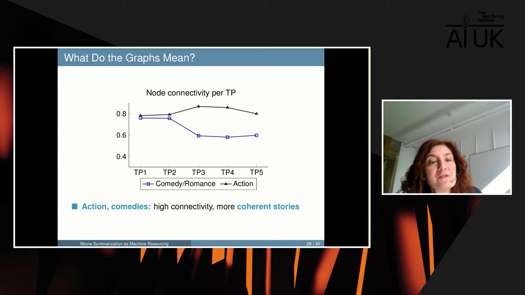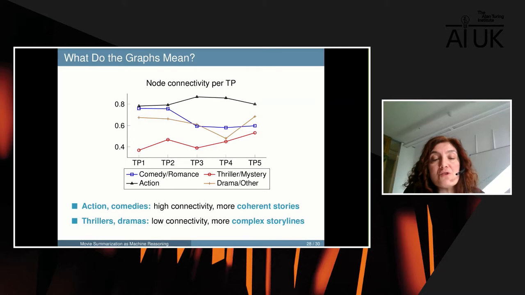And so we can see differences depending on the genre of the movie. If you have actions or comedies, we see high connectivity. The stories are more coherent. If you see the y-axis here, we have like 0.8 connectivity. So every turning point is connected to every other turning point. There isn't a lot of change in how characters interact. If we look at thrillers or dramas, there is low connectivity, which indicates that the stories are more complex, which makes sense for a thriller. We don't want to know who the killer is. We start by wanting to find out. So it makes sense for the stories to be more disconnected.